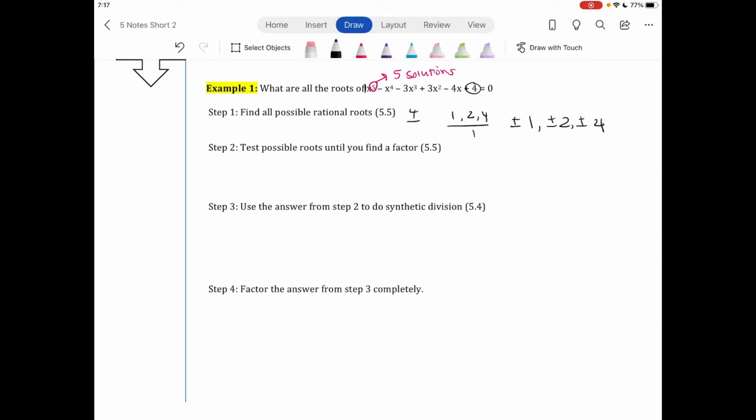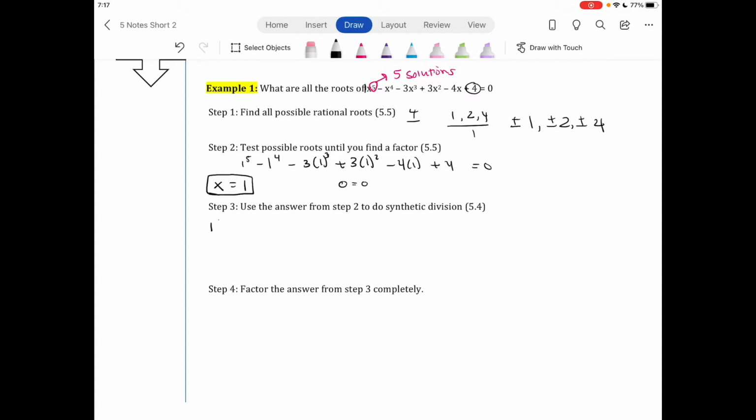Now, we need to figure out which one of these possible roots is actually a root. We'll start off with the easiest one, which is a positive 1. So we'd have 1 to the 5th minus 1 to the 4th minus 3 times 1 cubed plus 3 times 1 squared minus 4 times 1 plus 4. Does that equal 0? Thankfully, all of these values are actually opposites of each other, so 0 equals 0, and we know our first solution is that x equals 1. We have 1 solution down, 4 more to go.